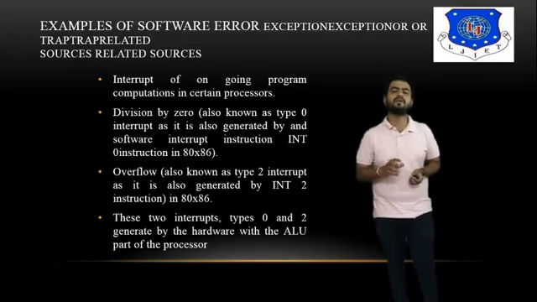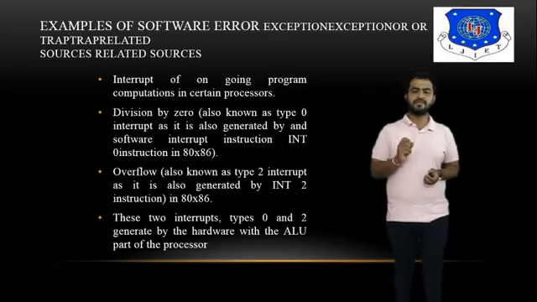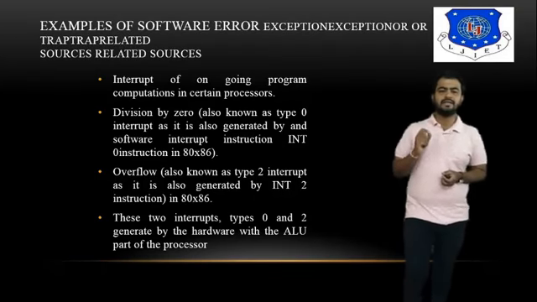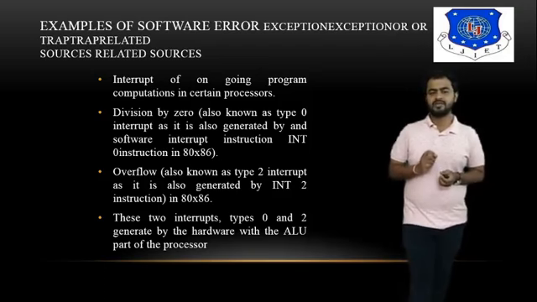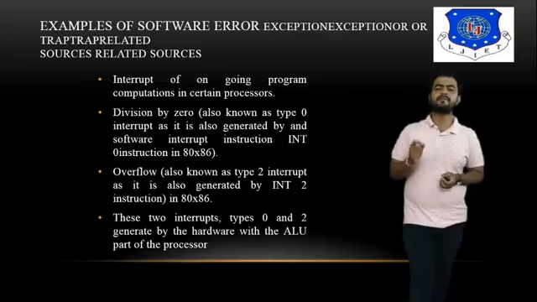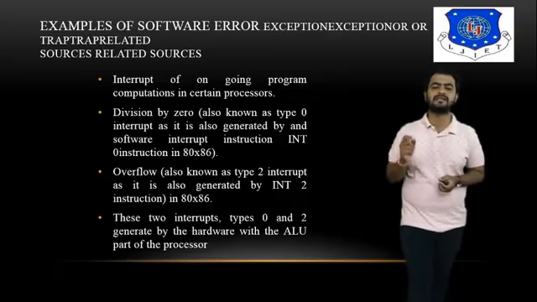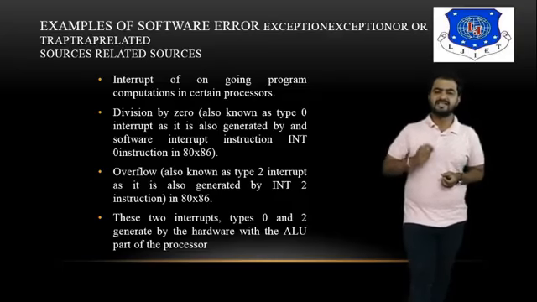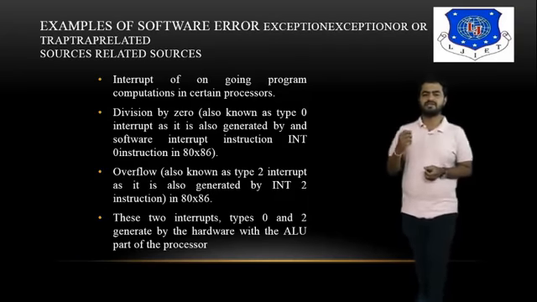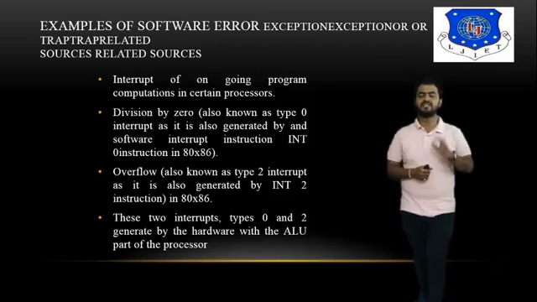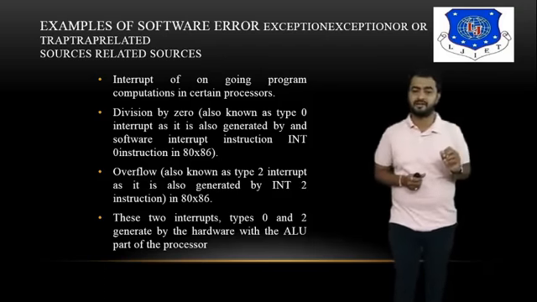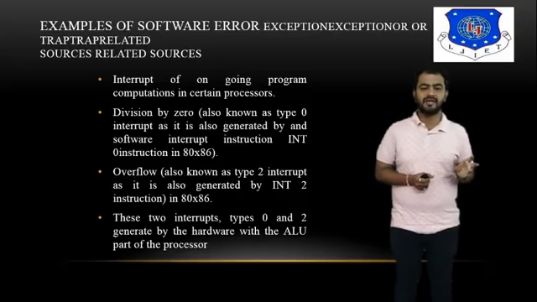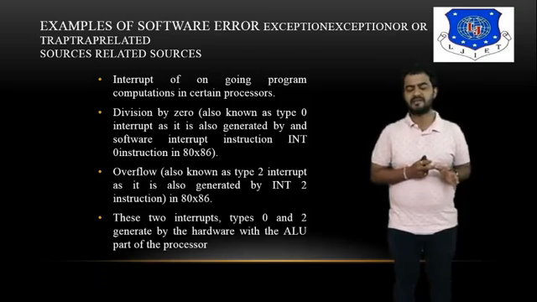Now we talk about examples of software error, exception or TRAP related sources. The interrupt of an ongoing program in certain processors on division by zero is also known as being generated by a software trap. So INT is one of the best examples to generate the different types of interrupt in the software portion. Overflow detection also generates INT 4. So there are two types of interrupt mechanism in the software portions.